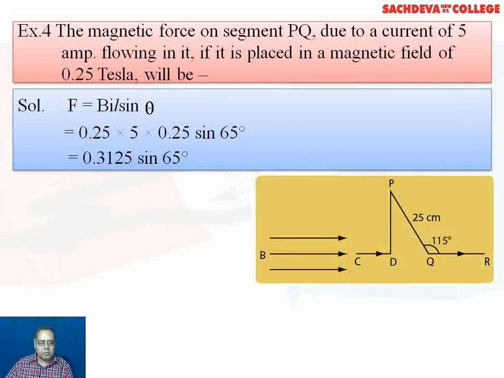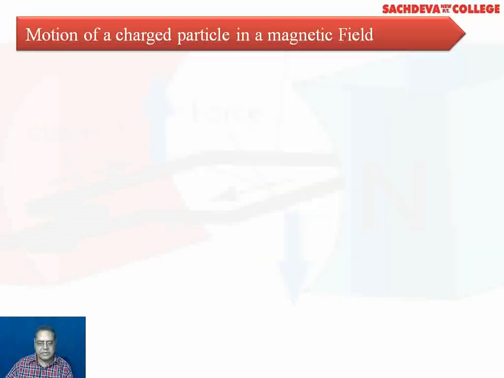The figure is shown. B is the direction of magnetic field. And similarly, we are finding that the angle between PQ and QR is 115 degrees. It means that if we join DQ, then the angle made by PQ with CD line or DQ line will be 65 degrees.